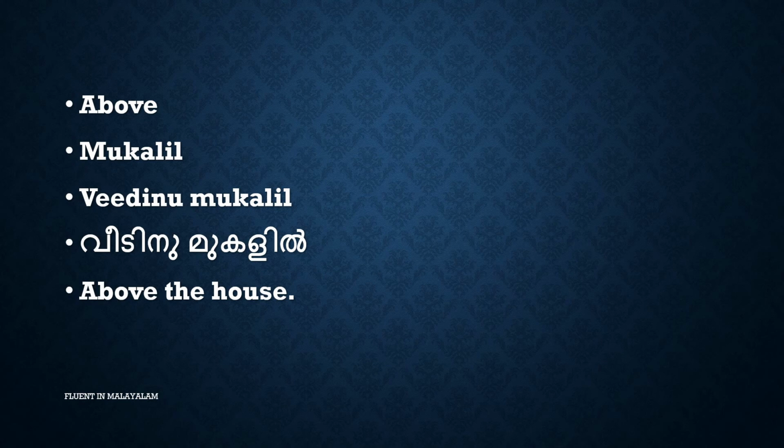The first preposition that we are going to learn is above. The word for above in Malayalam is mugalil. So we are doing a short phrase as an example here. Veedine mugalil means above the house. Veedine mugalil, above the house.